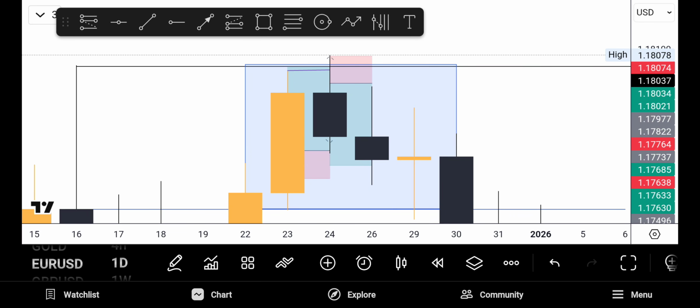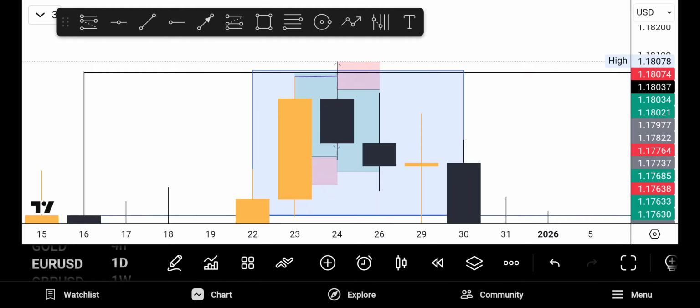I said you can either take and enter the trade as a beginner at this place. Once the market closes, enter the trade. Stop loss is here. Take profit is at the high of the range or the low of the range.